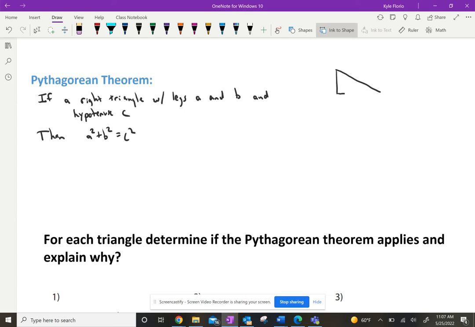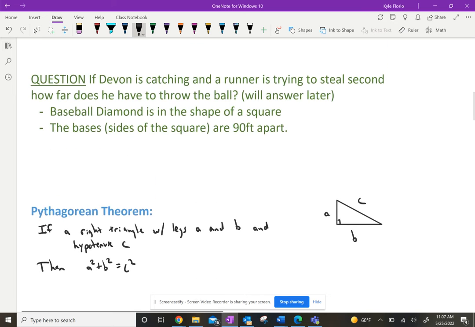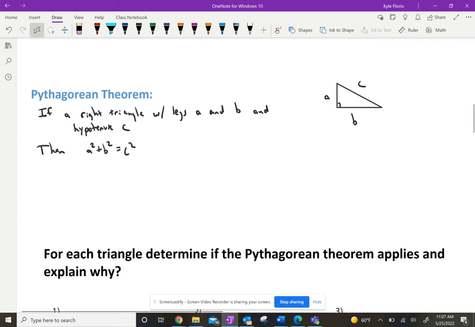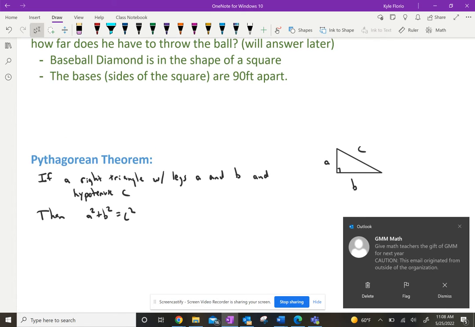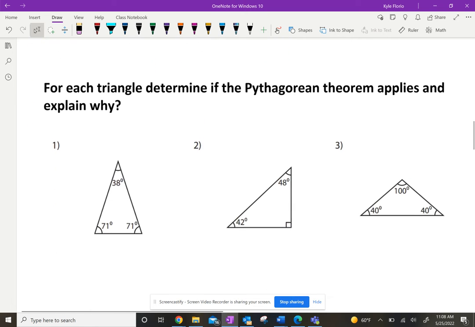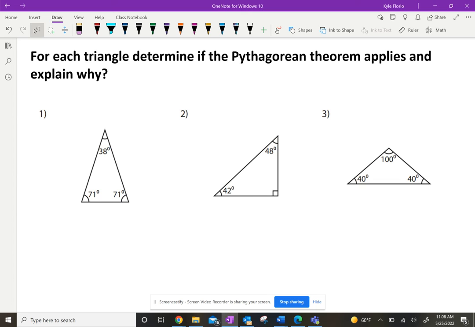So if I'm given a right triangle with legs A, B, and the hypotenuse, which is across the 90-degree angle, we're going to call that C. Then if I take this length and that length, square them and add them together, it's going to give me the square of the third length, which seems kind of not useful, but actually this formula is going to allow us to find out how far Devin has to throw the ball to throw a kid out stealing second base. And it's very useful anytime you're trying to find out what a diagonal distance is. And there's other uses, but we'll talk about that in class next time I'm there.